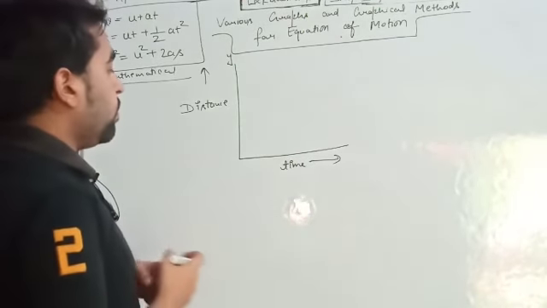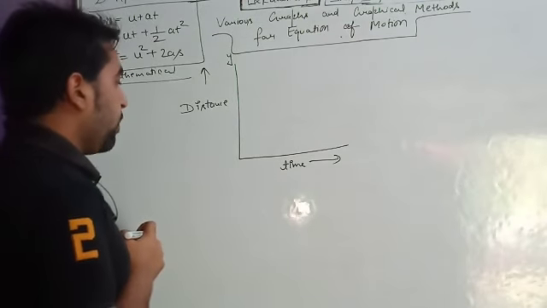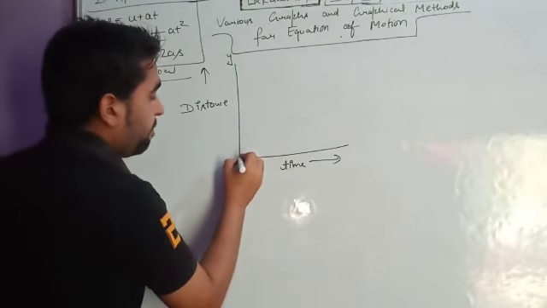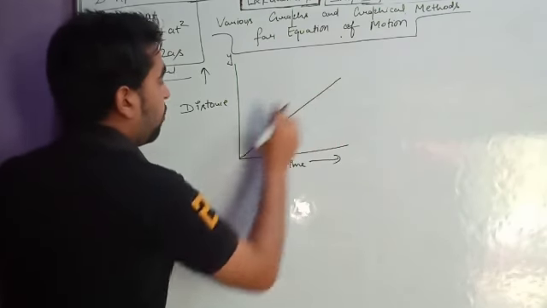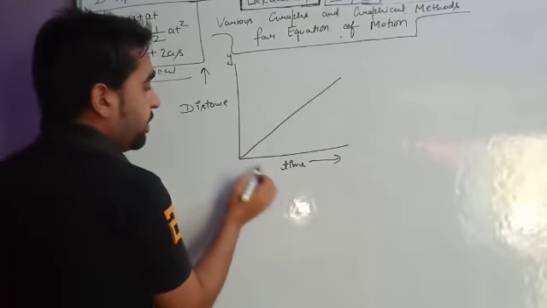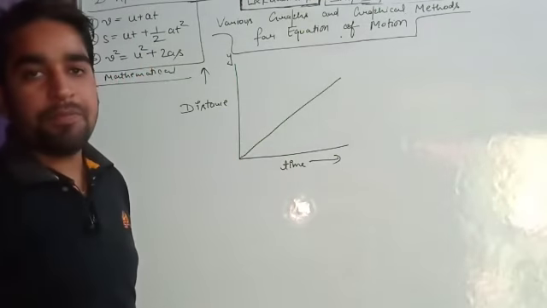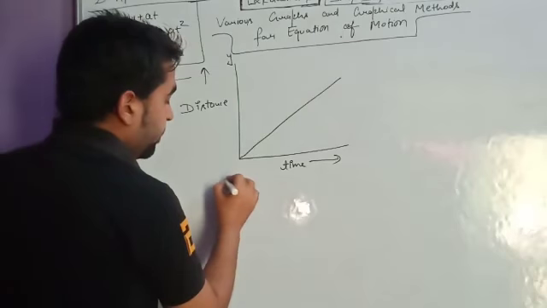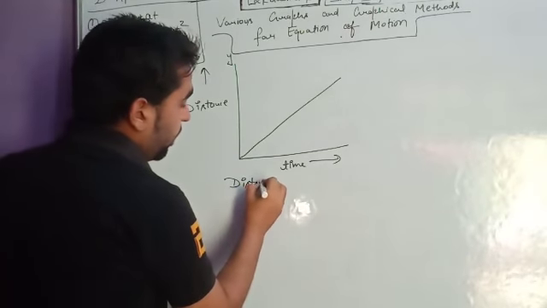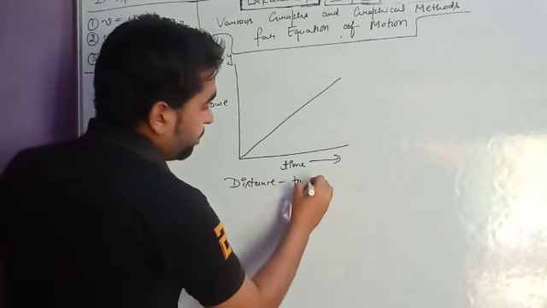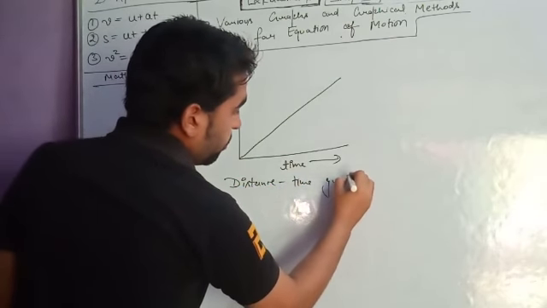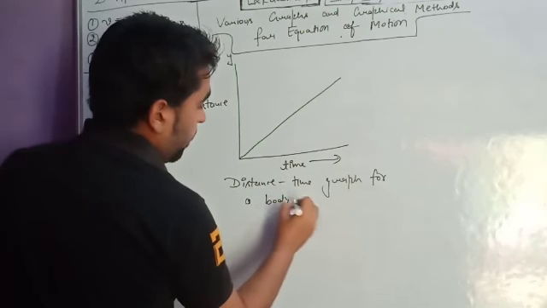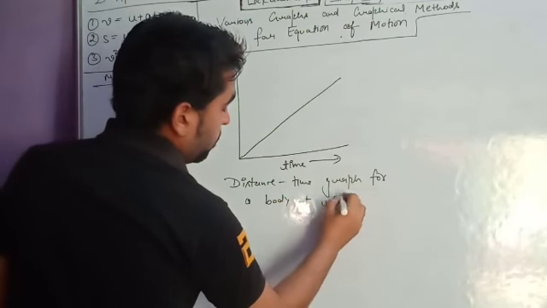So when I draw the graph for uniform motion, what will it be? It should be a straight line, because as soon as the time passes, the body will keep on traveling, so the distance time graph is a straight line for a body having uniform motion. This you should remember: distance time graph for a body at uniform motion.